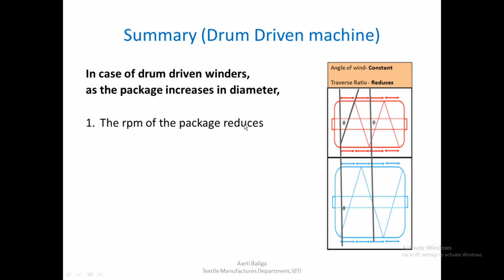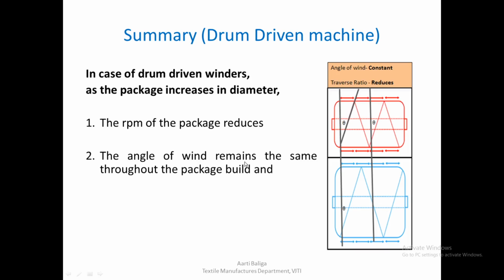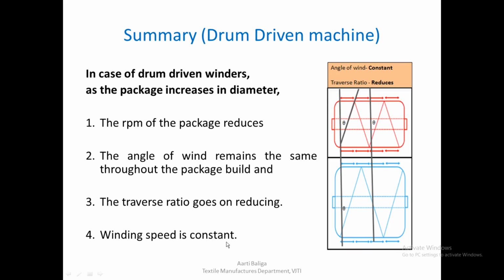So to summarize, we can say that in case of a drum driven winder, as the package increases in diameter, the first thing that happens is the RPM of the package reduces. Then the angle of wind remains the same throughout the build of the package. The traverse ratio goes on reducing, and winding speed is constant.